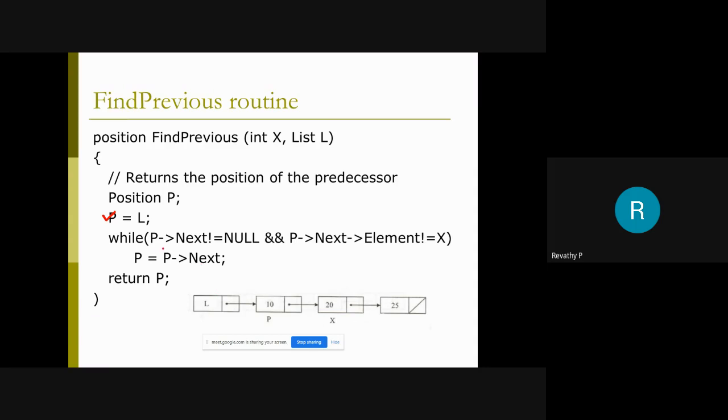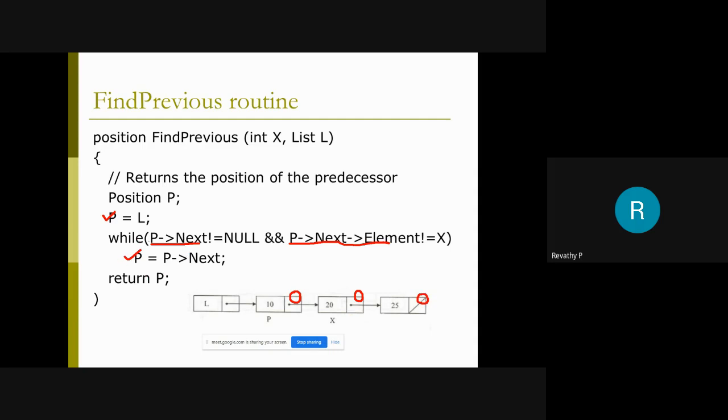So we'll check whether P of next is not equal to null, and P of next of element is not equal to X. If so, you will traverse the list. Traverse in the sense, make the moving to the next node. You can fetch the next node through the next field of every node, right? So P equal to P of next. Every node's next field will have the address of the next node. So by moving P equal to P of next, you are able to traverse.